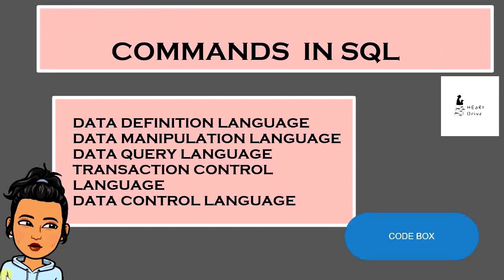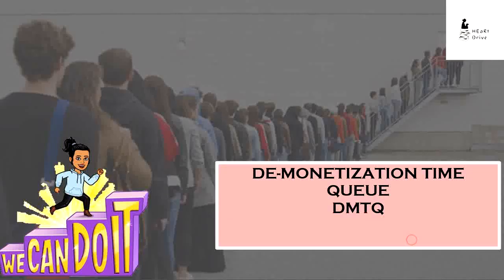The different types of SQL commands are data definition language, data manipulation language, data query language, transaction control language and data control language. Let's check the code box. Demonetization time Q, DMTQ, in which D represents data definition and data control language. M represents data manipulation language. T represents transaction control language and Q represents data query language.